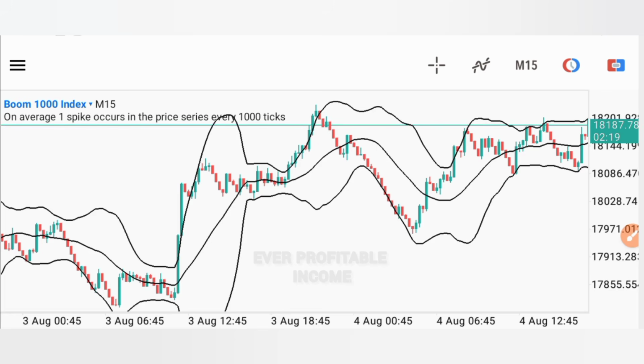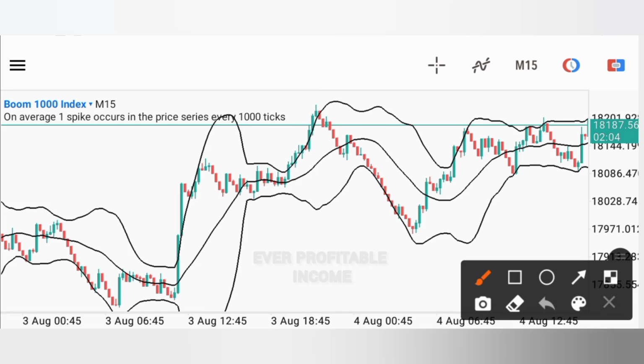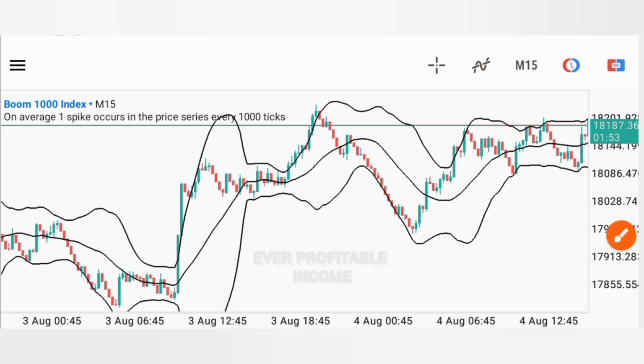For Boom, we're going to be focusing on the upper parts, while on Crash we'll be focusing on price going outside the lower band, because we want to be selling on Boom and buying on Crash. So don't be scared of spikes. You just have to get the strategy right, and no spike can knock you out.